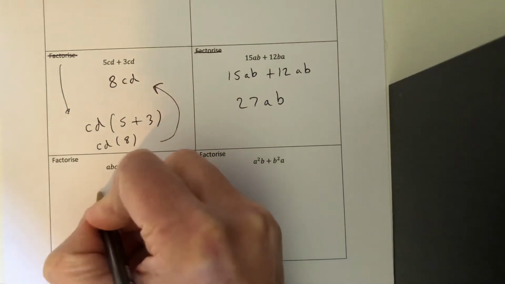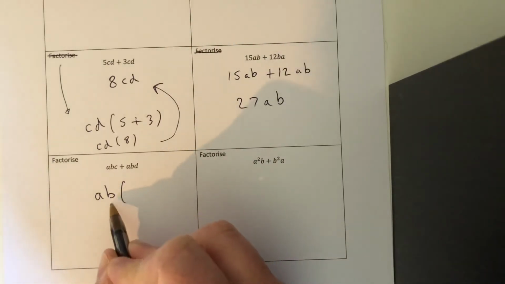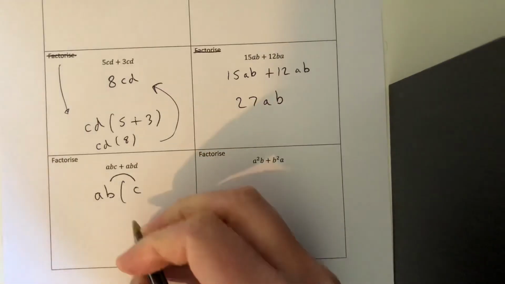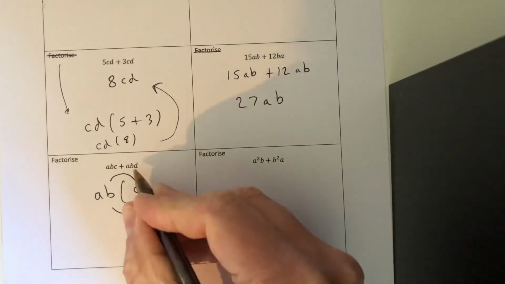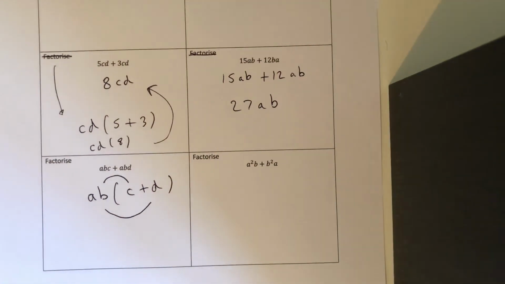And so the idea is we would take the AB out, open the brackets. What do I times AB by to get to ABC? Well, just the C. And what do I times AB by to get to ABD? Just the D. And so put the plus in the middle. And that's quite clever, really. So those two things are equivalent. And of course, don't forget, you can check by multiplying out the brackets.